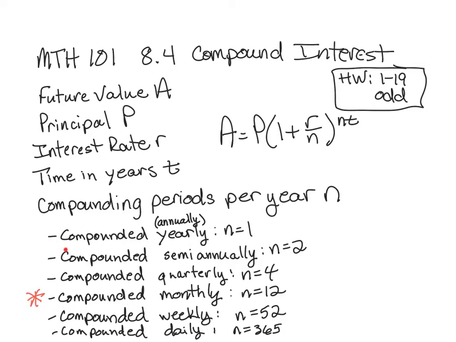Okay, so yearly is done one time a year, semi-annually is twice a year, quarterly is 4 times a year, monthly, this is the one that you usually run into because it's easiest, is 12, easiest to keep track of. If it's compounded weekly, that's 52 times a year. Daily is 365. You get the point.